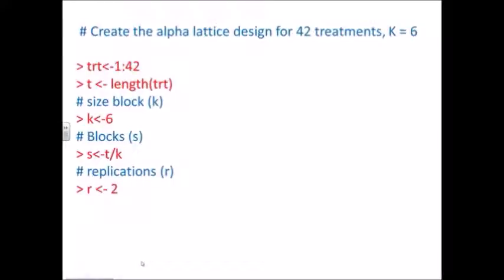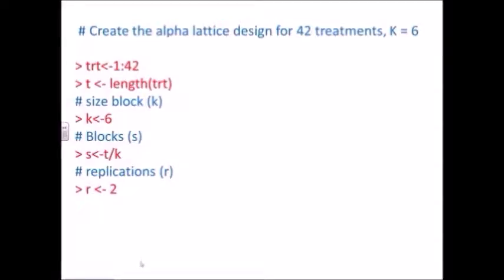She's going to create an alpha lattice design. She's got 42 genetic treatments, and she's going to set her block size to 6. So the blocks have to be set to this size, and that's determined by the alpha lattice, so t is divided by k. And she's going to end up doing 2 replications. So she's going to do the whole thing twice, right? Notice we haven't read any data in. This is simply what we need to do to design the experiment.